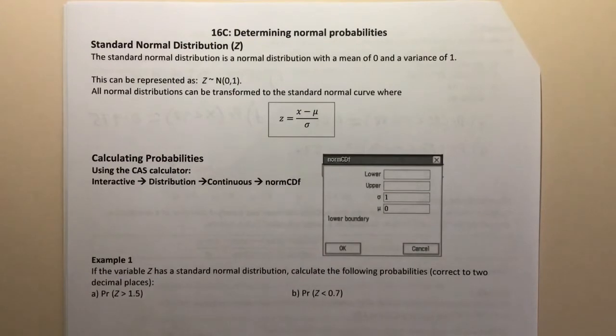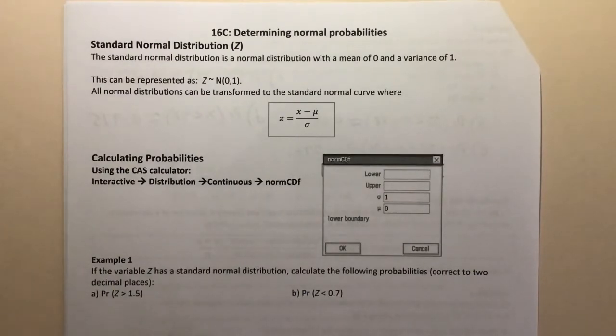This time we're up to 16C, and this is where we start to look at using the calculator to determine probabilities associated with normal distributions. You'll hopefully remember from the previous section that we looked at some approximations using the 68, 95, 99.7% rule. This section is where we get a little bit more precise, and we actually use our calculator to determine exact proportions or probabilities, I suppose, depending on the way the question's framed. And it is important to know that in nearly all circumstances, this is the way that we calculate normal probabilities. So we don't typically use those approximations unless it's very clear in the question that we're using those approximate percentages.